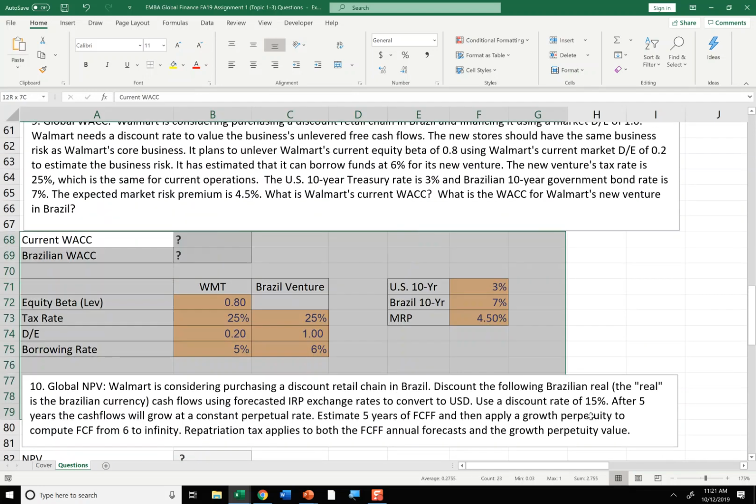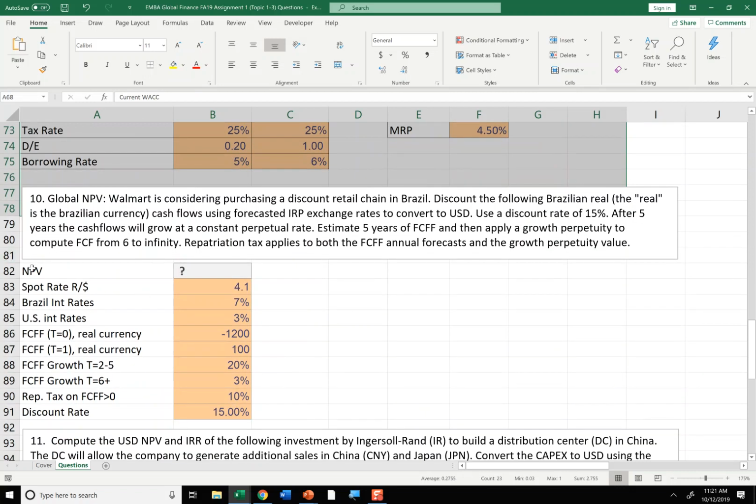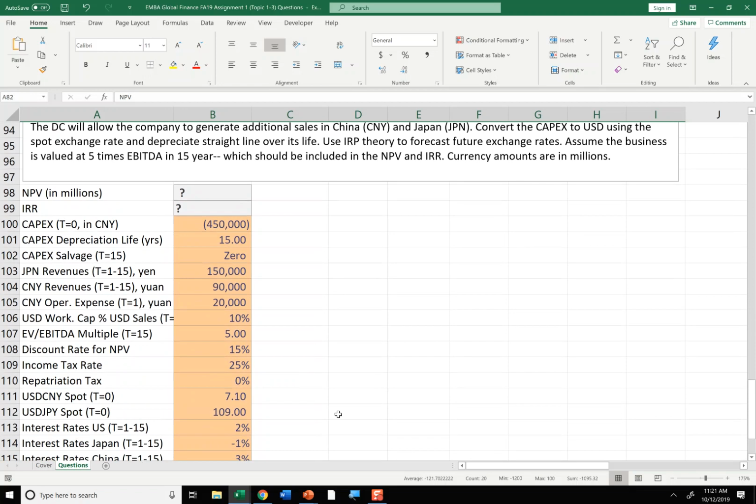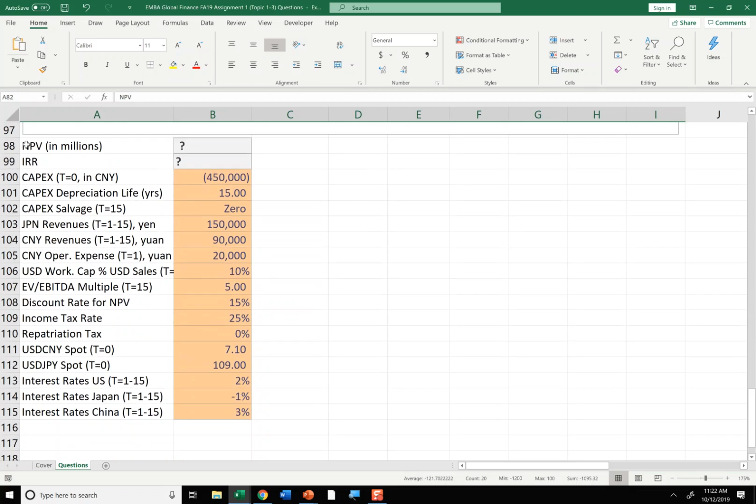One is calculating a WACC for a foreign investment that has different debt. One is just taking cash flows and calculating a growth perpetuity and taking the present value of those. And one is a little nastier. We have to actually get revenues and expenses, convert them back to dollars, and get to cash flows.